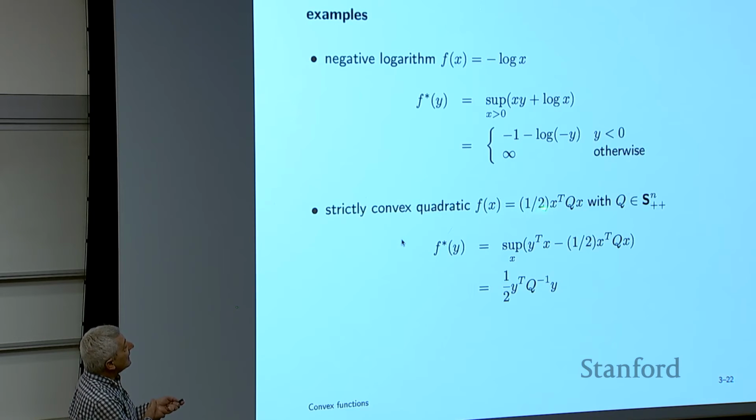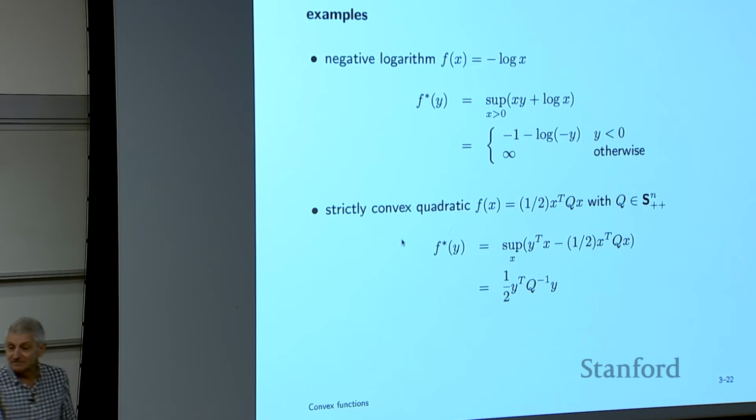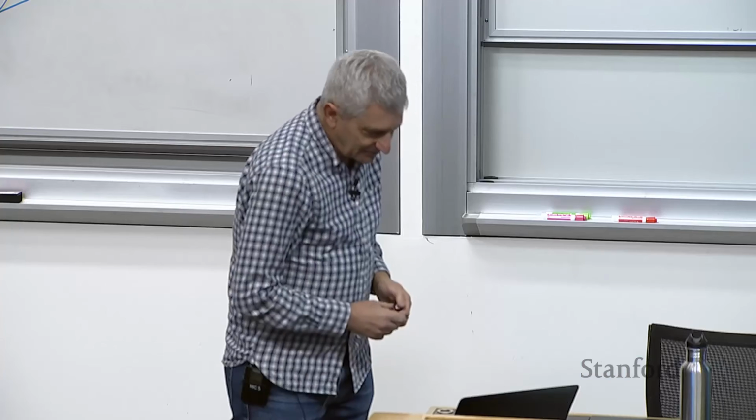If you have a quadratic form, 1/2 x transpose Qx with a positive definite Q, then it turns out that the conjugate is really cool. It's also a quadratic form given by the inverse matrix. Okay, so everybody got this? So these are just kind of basic things.